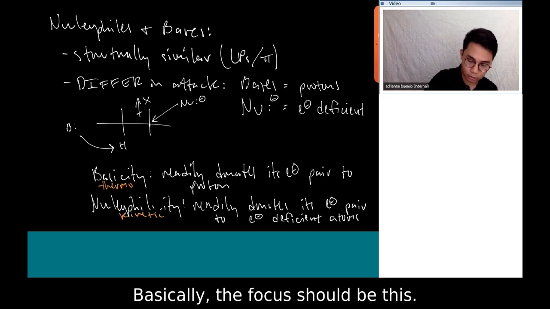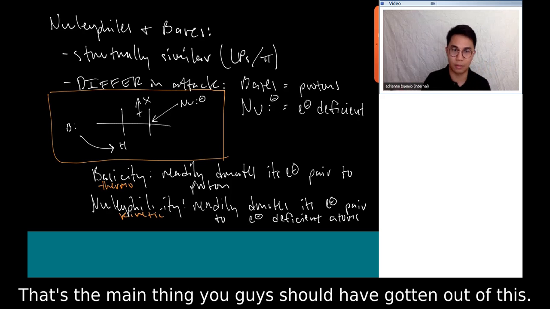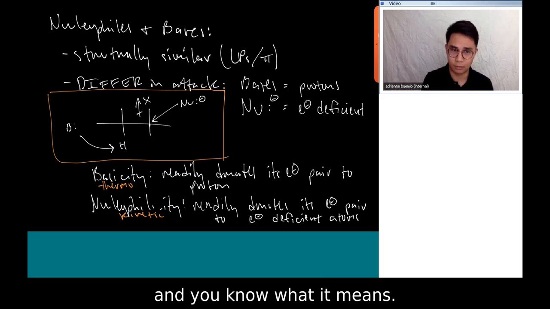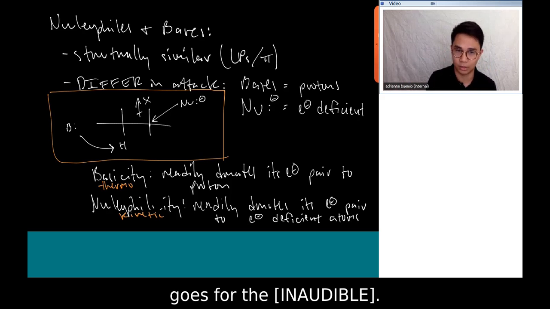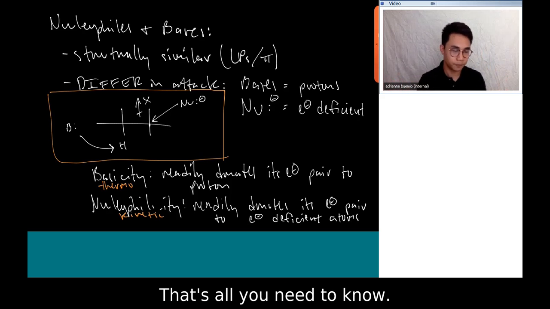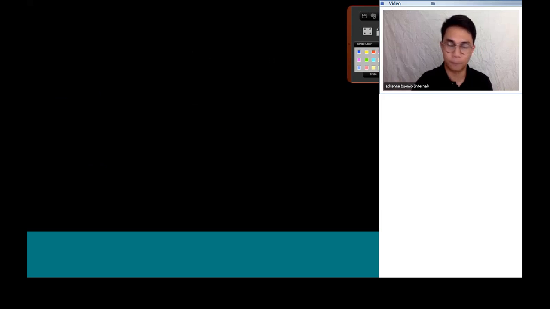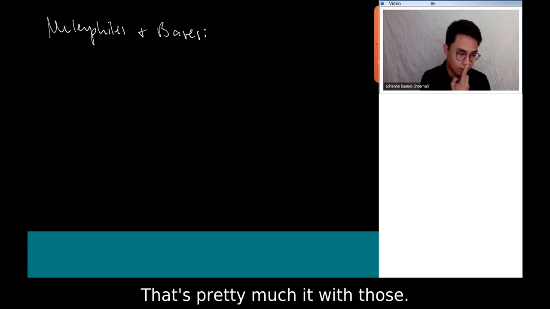Basically the focus should be the way they attack, right? That's the main thing you guys should get out of this. And if anything, you can just draw this and you know what it means, right? Base goes for the hydrogen, nucleophiles go for the electron deficient. Boom. That's all you need to know. Okay, so let's move on to, let's see, what else do we got here? Nucleophiles and bases. That's pretty much it with those.